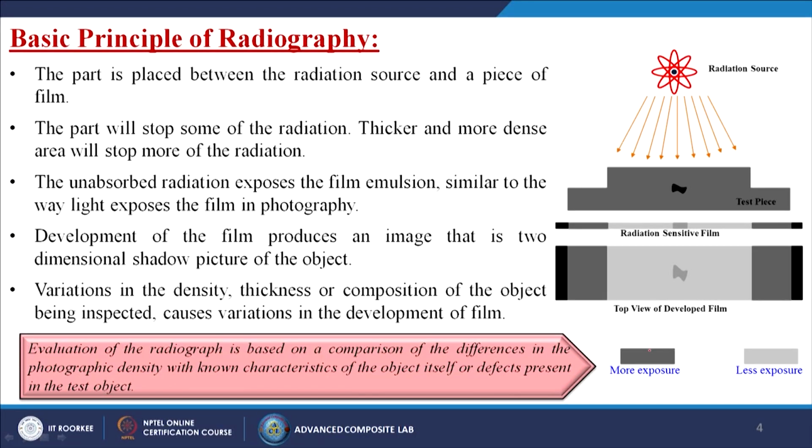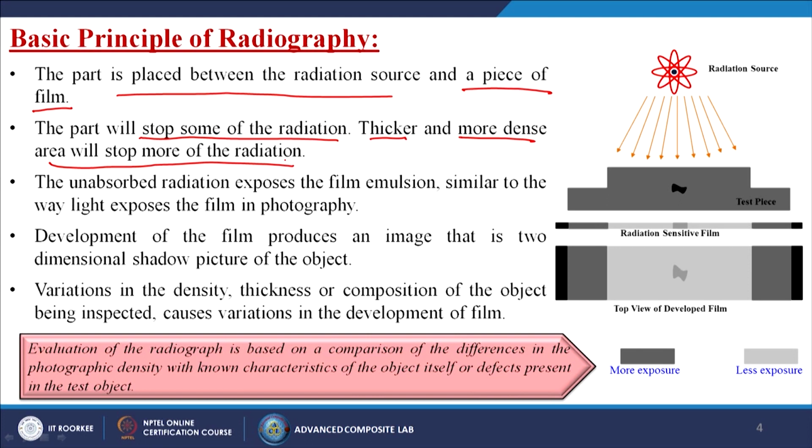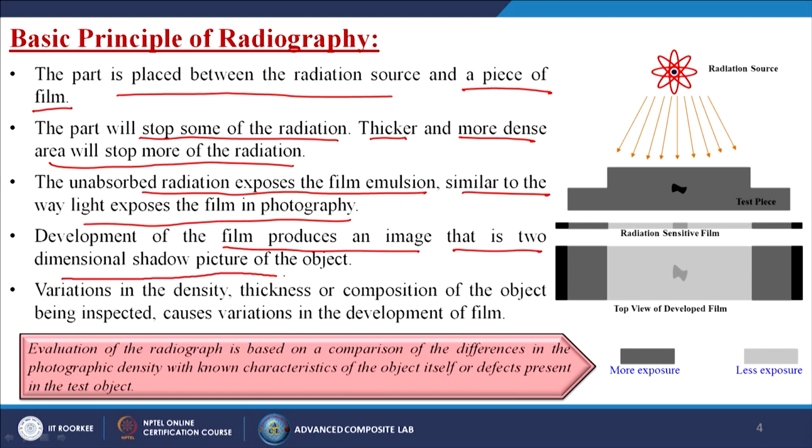Now, what are the basic principles, how does it work? The part we are going to check is placed between the radiation source and a piece of film. So, it is simple, like a camera. The part will stop some of the radiation; thicker and denser areas will stop more of it. The unabsorbed radiation exposes the film emulsion, similar to the way light exposes the film in photography, as I told already. Development of the film produces an image that is a two-dimensional shadow picture of the object.